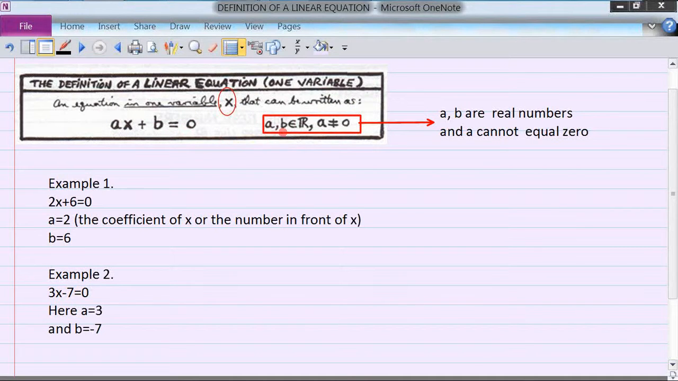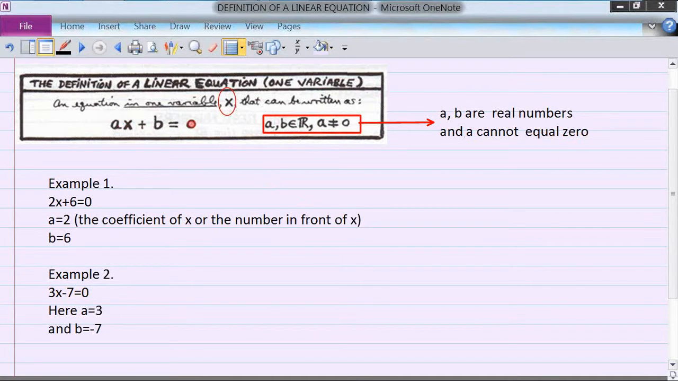Now, a and b in this case must be real numbers. They must be on the real number line. This symbol means element of, or belonging to. So a and b must be real numbers, and a cannot equal 0.